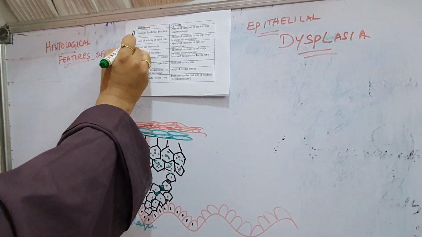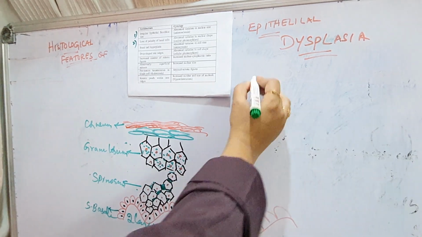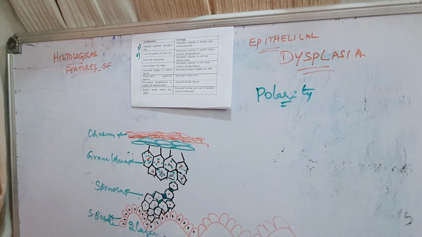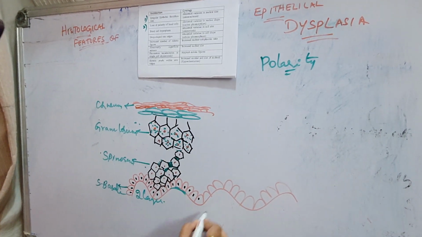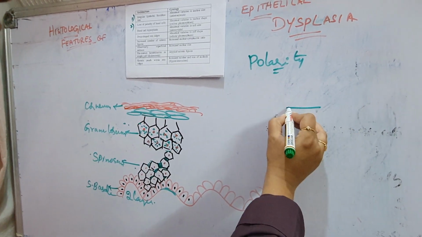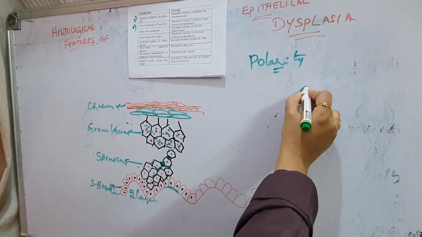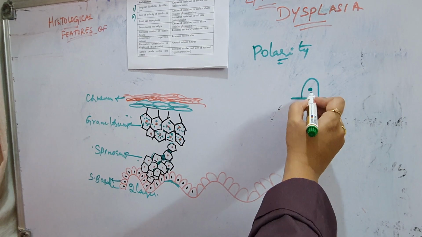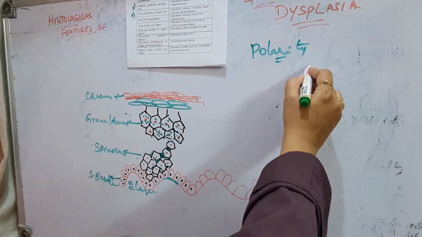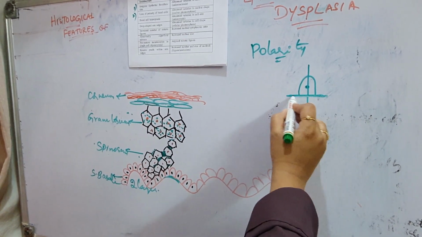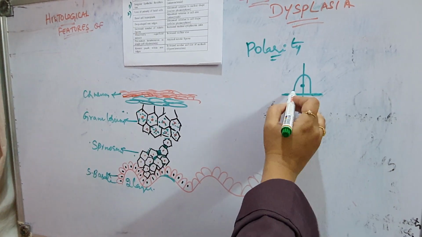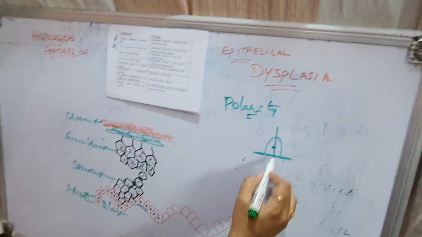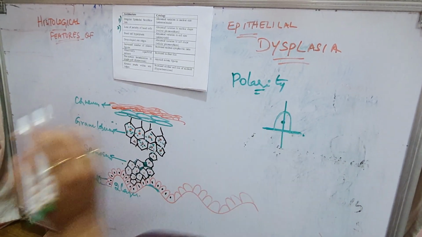Next, the second one is loss of polarity of basal cells. What do we mean by polarity of basal cells? In the stratum basale, this is your basement membrane and this is the basal cell. The cells of the stratum basale should always be oriented perpendicular to the basement membrane. This is called polarity.